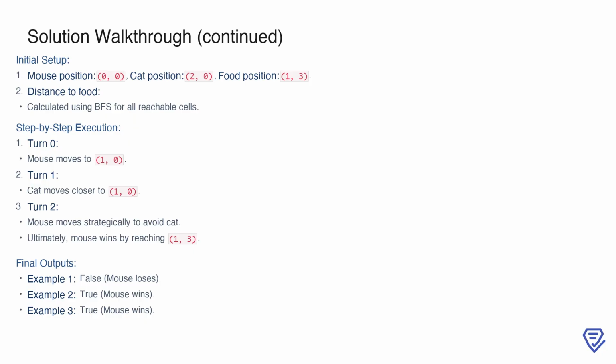Summarizing all examples, the outcomes are example 1 false, example 2 true, and example 3 true, reflecting the dynamic interplay of distances, obstacles, and strategic decision-making in the game.